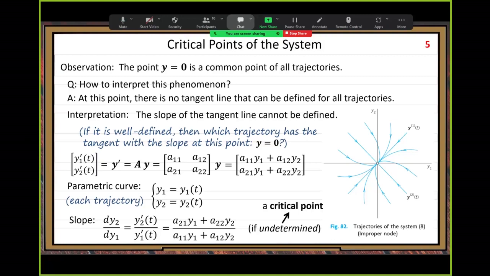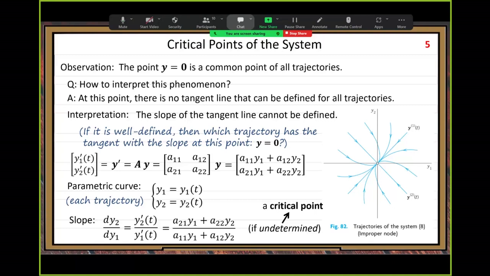I feel this word may not be as good as "not defined." It is not defined. "Undetermined" may give you the impression we can determine it later, after we pay some effort. Actually, no matter how much effort you pay, you cannot determine it. With 0 over 0, how can you assign a valid value to it? Nobody can assign a valid value to the slope.